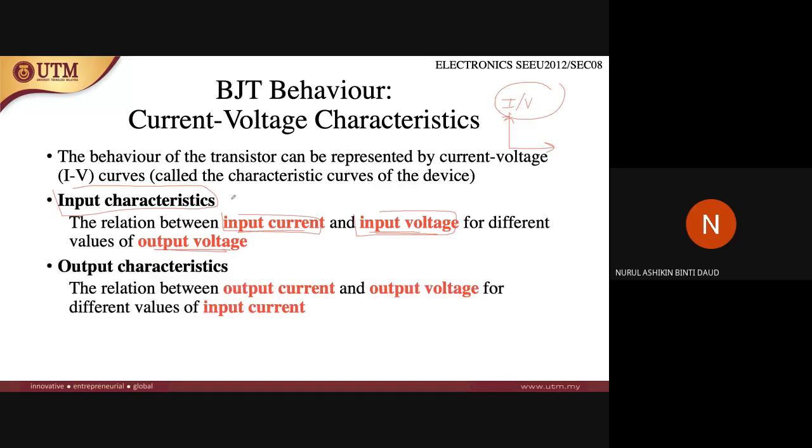And there's another graph that will represent the output characteristic. The output characteristic represents the relation between the output current and output voltage, and from this graph you will know the different values of input current. So when a graph is given to you, please identify whether it is input characteristics or output characteristics. I will give you an example of each.